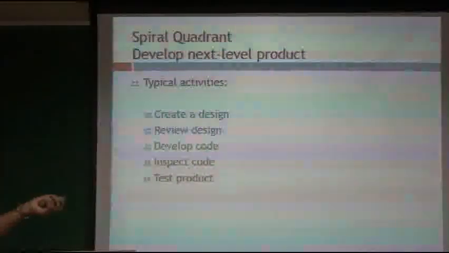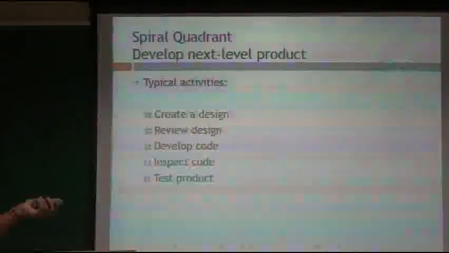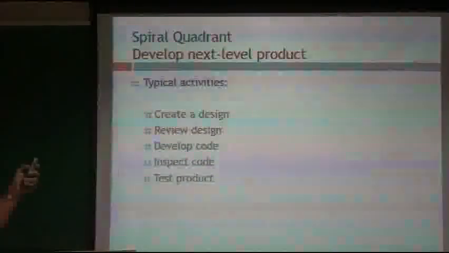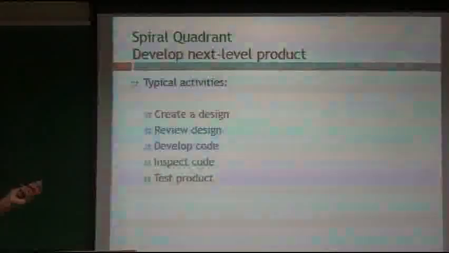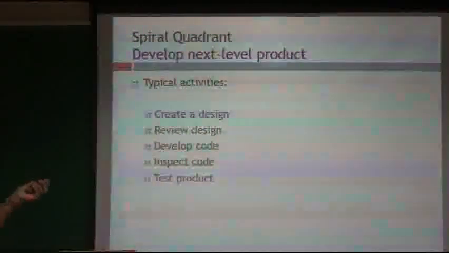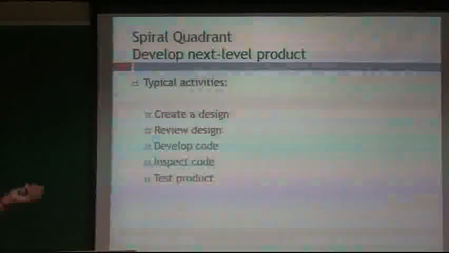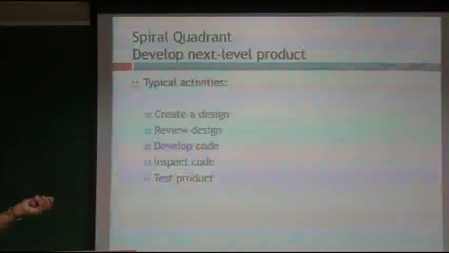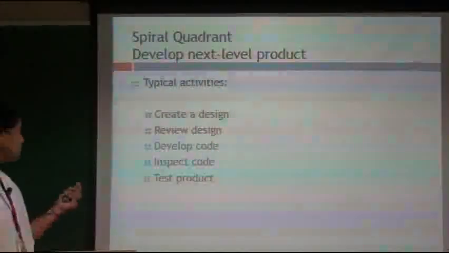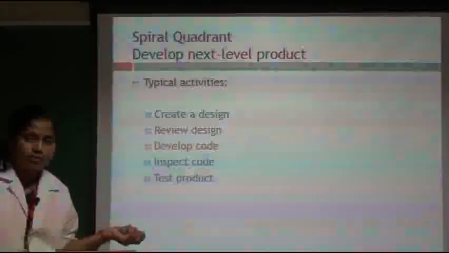And next, develop the next level product. After identifying the alternatives and evaluating alternatives, constraints and objectives, the typical activities to be performed at the next level are: create a design, review the design, and then develop the code, inspect the code, test the product, implement and test the product. Design, coding and testing.